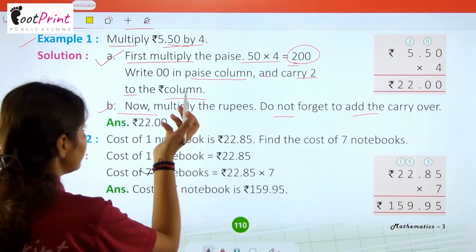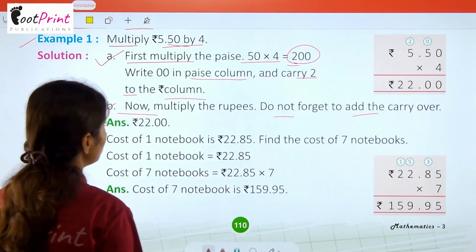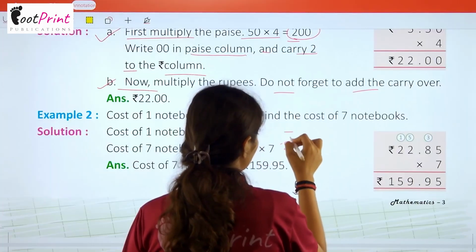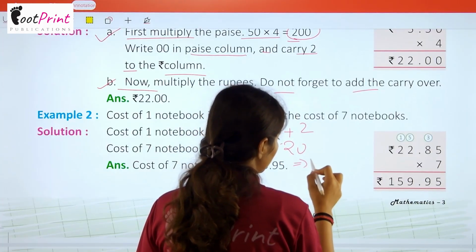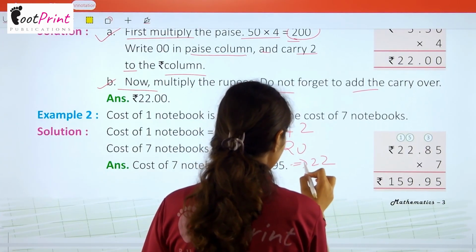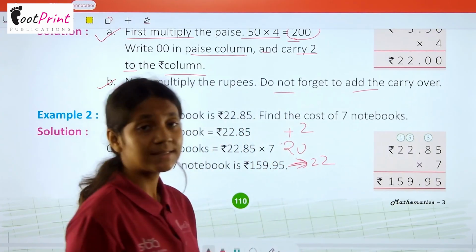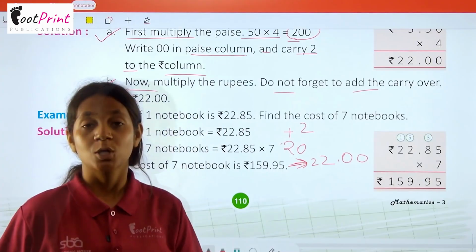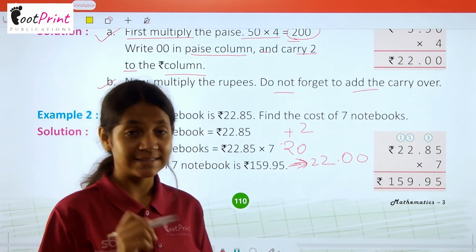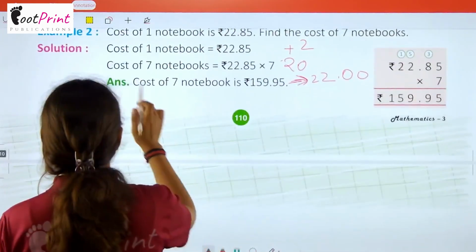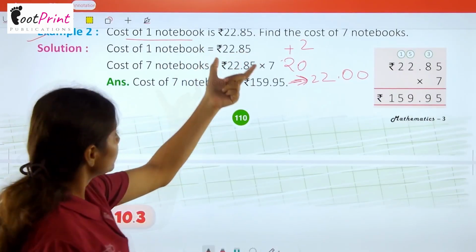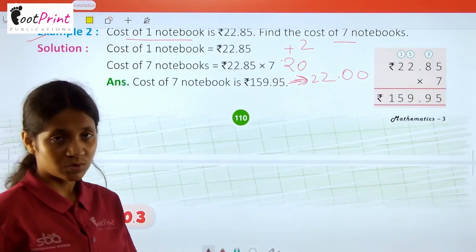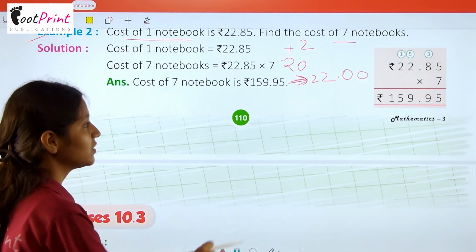That is 5. So, 5 into 4 is 20. And the carried over 2. So, it will be 22 at the rupees place. And the paise place contains 0, 0. So, your answer is 22.00. Now, we have example number 2. Cost of one notebook is 22.85. Find the cost of 7 notebooks. So, you have to do here simply multiplication.